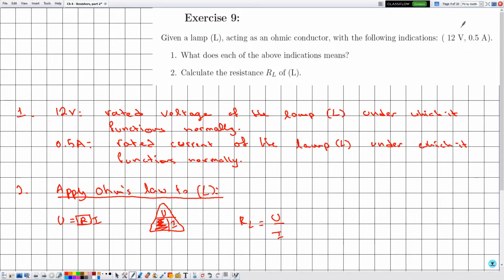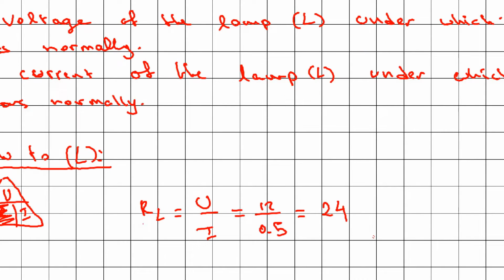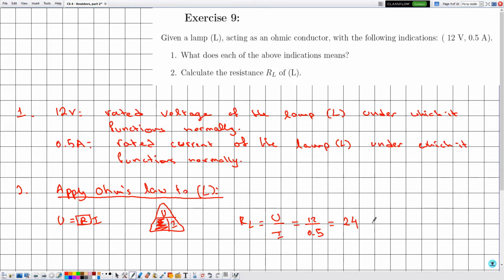So here U will take the value 12 and I will take the value 0.5. Although the lamp L is not functioning normally, here we are allowed to use them simply because we are calculating its resistance. Then 12 divided by 0.5, plugging this fraction on the calculator, RL is given by 24. Since U and I are expressed in the SI, the value of RL will be in the SI, which is ohms. Then in this case, RL is equal to 24 ohms.